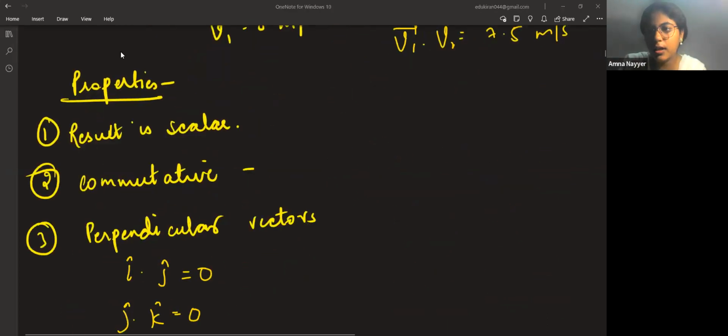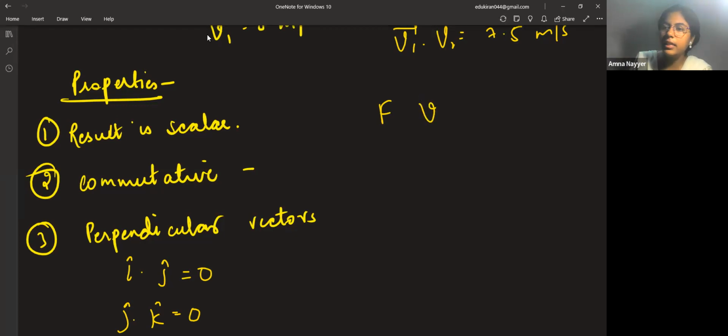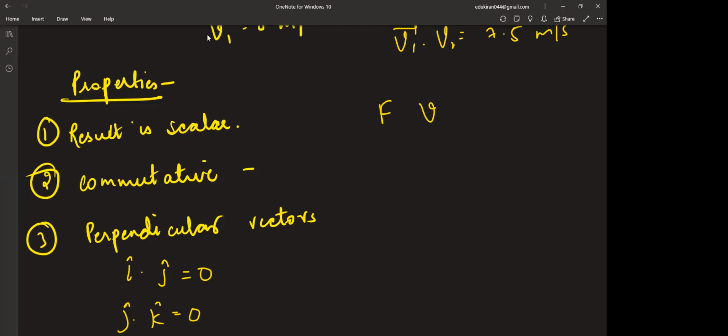Yes, class. Now, certain properties of it. See, first thing is that the result is scalar, as I've already mentioned. Result is scalar means what? Suppose I am taking two quantities and I'm taking the dot product of both. So the new quantity which I am getting is a scalar quantity. For example, force is a vector quantity, right? Velocity is also a vector quantity, right?